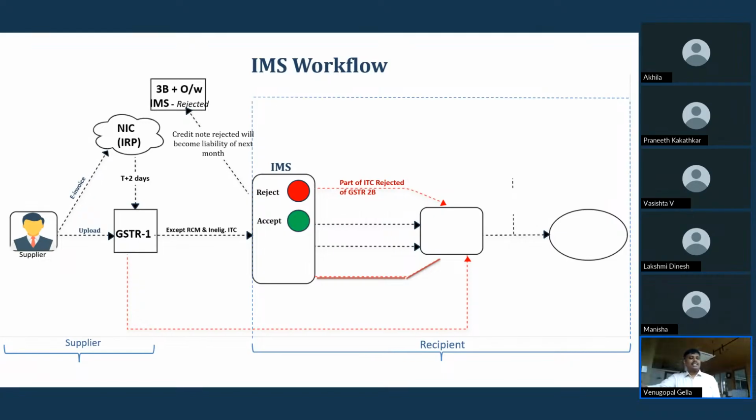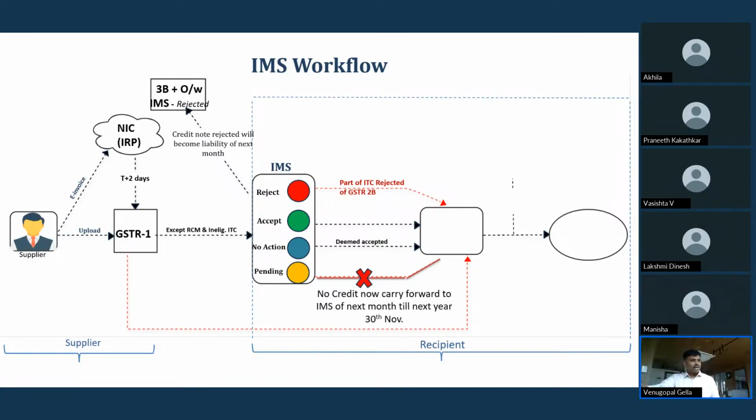The next action is accept. The moment I do an accept or take no action, which I said is deemed accepted, these records would be available for the credit. If I keep it as pending, I mark that I am not going to take an action now. I want to keep it pending. I want to retain them in the IMS dashboard. Then that will be carried forward to the next IMS.